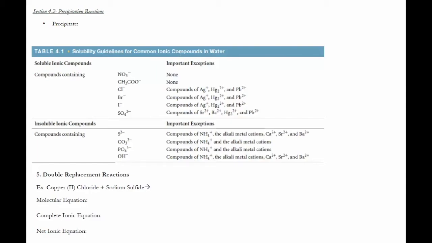The last type of reaction that we're going to be looking at is called a precipitation reaction, and this is actually just a double replacement reaction. And we'll look at one other type of double replacement reaction, which is acid-base reactions.